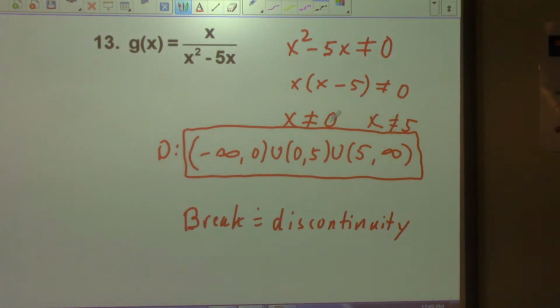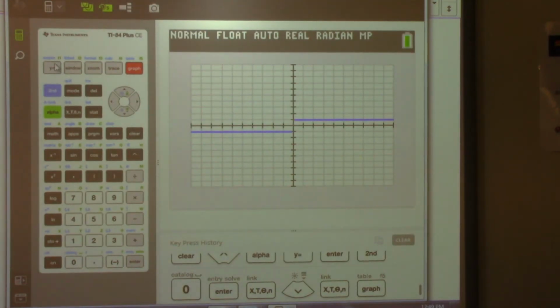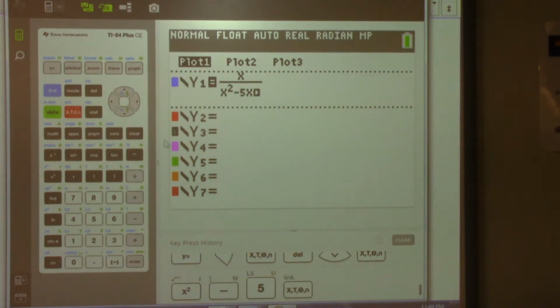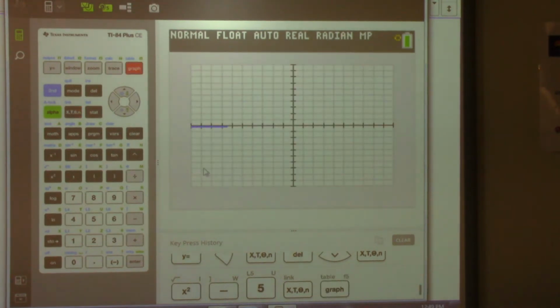All right, now what I want you to do is graph this function in your calculator. And while you do that, I'm going to likewise do it. So I go over here and put x over x squared minus 5x, is that it? So we graph the function and this is what we see, right?